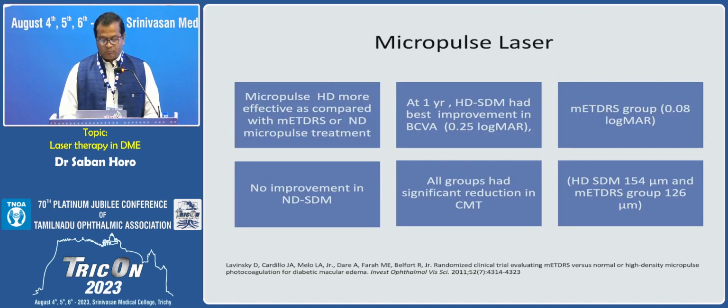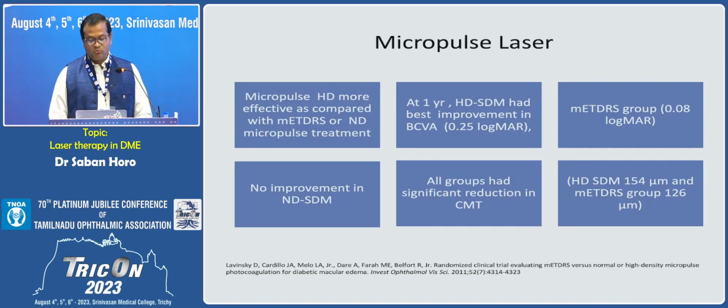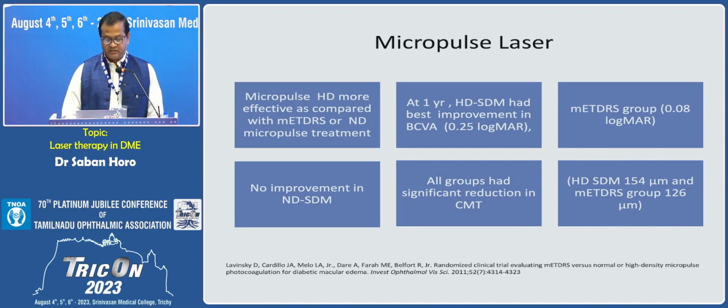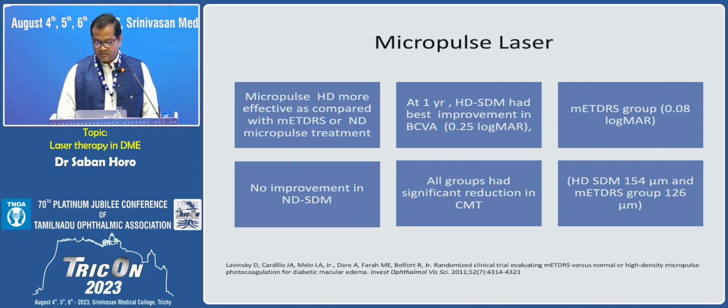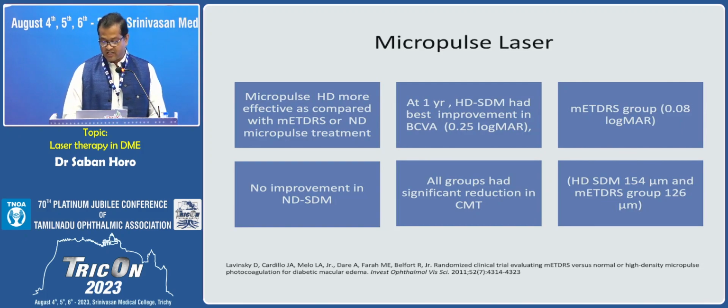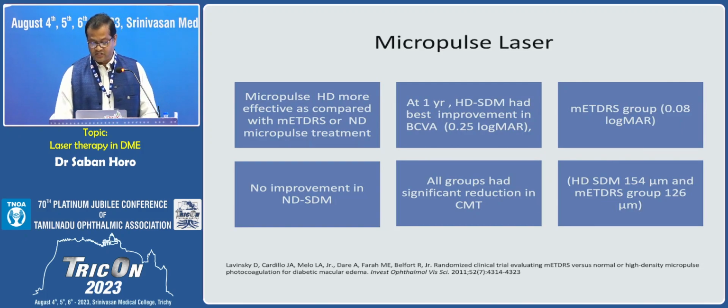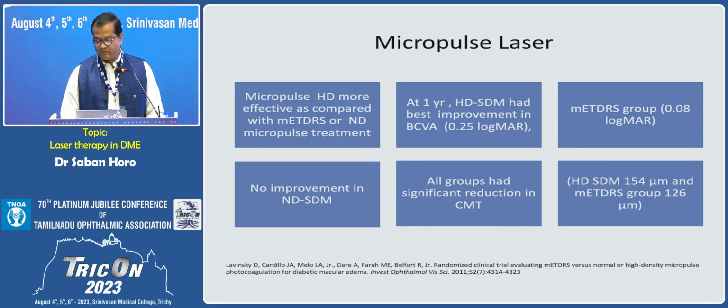Also, micropulse, when given in a high-density mode, is more effective as compared with modified ETDRS focal or grid laser, or normal density micropulse treatment. The study showed that at 1 year, the high-density subthreshold diode micropulse laser had the best improvement in vision, 0.25 logMAR versus other groups. But all the groups had significant reduction in the central macular thickness, with the highest in the high-density micropulse laser group, of 154 microns.